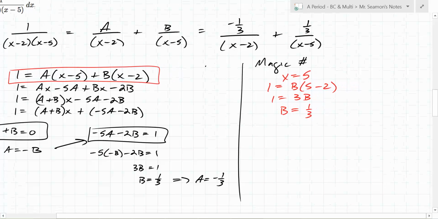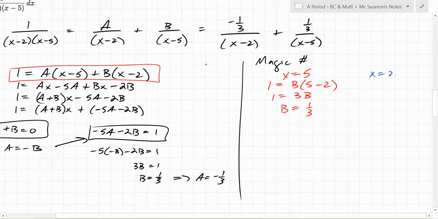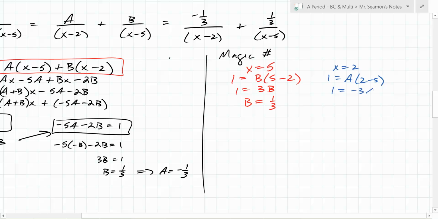What's the other magic number you could plug in? You could plug in 2. So you end up with 1 is equal to a times 2 minus 5, and then the other one goes away because it's 2 minus 2. Is that correct? So we have 1 is equal to negative 3a. So what does a equal? Did we get the same answer?